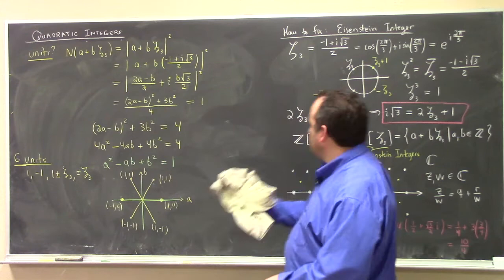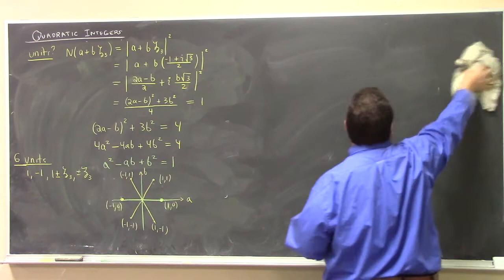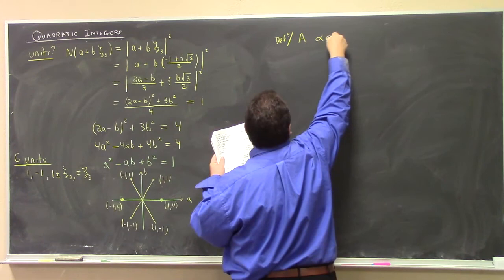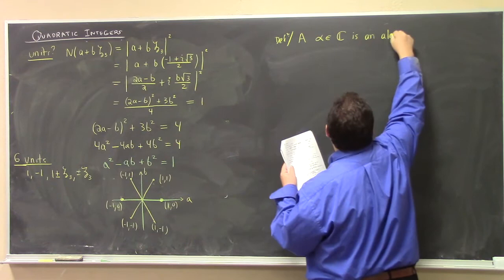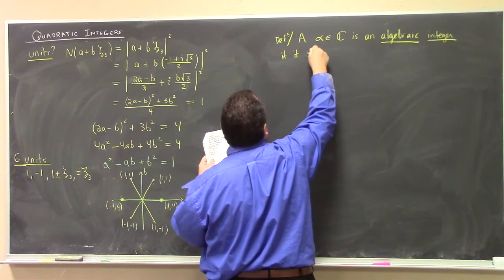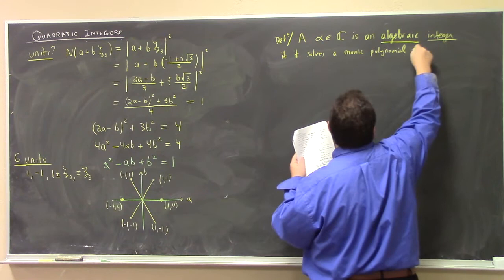So let me just explain to you a little bit about why we are calling these integers, okay? And that'll be it for today. Well, that and a little history. We're getting to the end. So, definition. A complex number is an algebraic integer if it solves a monic polynomial equation with integer coefficients.